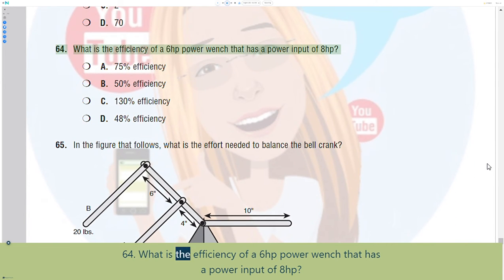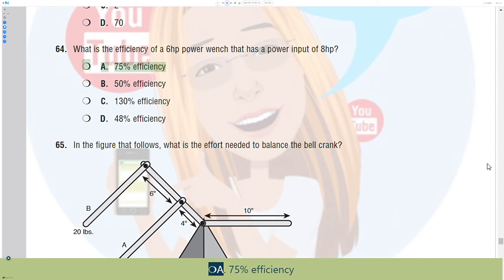64. What is the efficiency of a 6 HP power winch that has a power input of 8 HP? A. 75% efficiency. B. 50% efficiency. C. 130% efficiency. D. 48% efficiency.